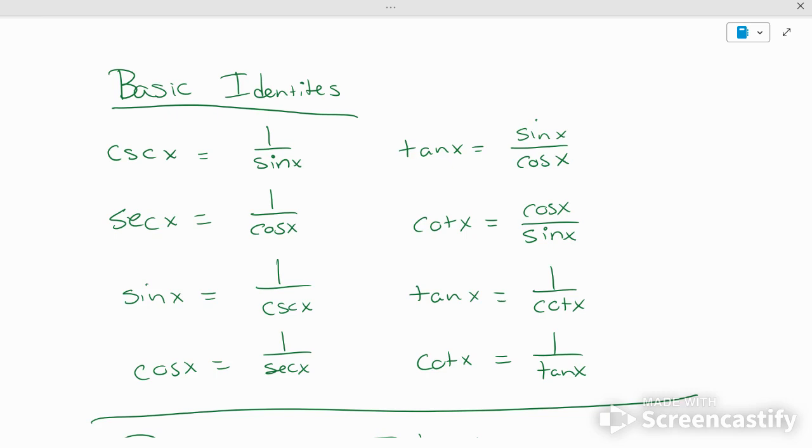Oh, you've already got yours. All right, so make a section called Basic Identities. Label it Basic Identities and write down those 8 things, please. Write down that the cosecant of x is equal to 1 over the sine of x. The secant of x is equal to 1 over cosine of x. The sine of x is 1 over cosecant. And the cosine is 1 over secant. And those 4 tangent and cotangents.